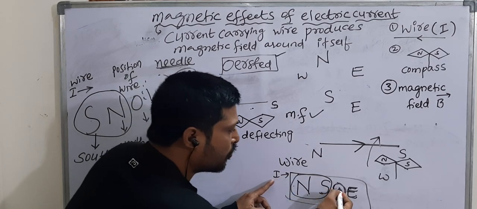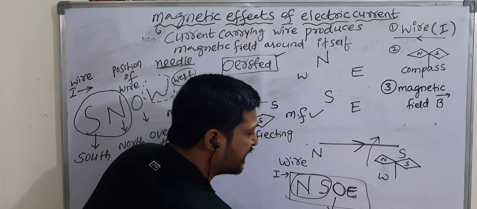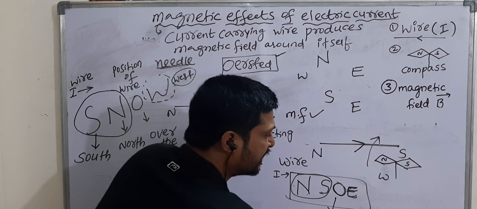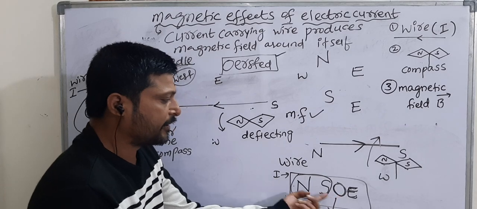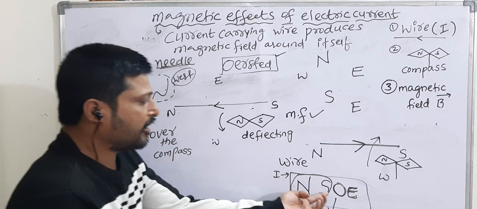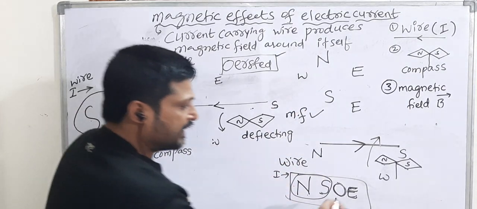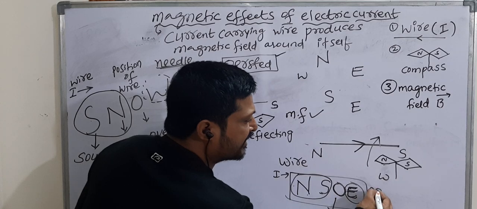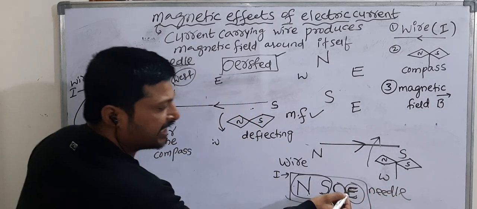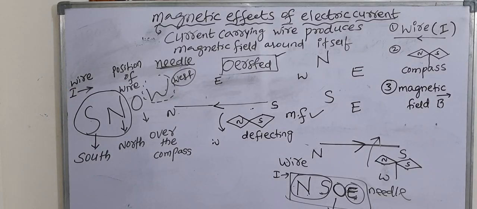North to south. O means position of Y. It means wire is O, means over. Wire is over the compass. E means needle deflection. Needle deflects towards east. Right? Now see here.